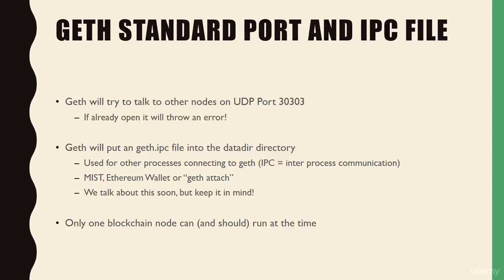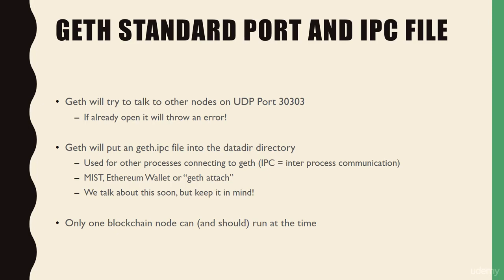Let's have a look at the Geth standard port and the IPC file. When you open Geth, it will try to talk to other nodes and the blockchain on UDP port 3033. And what we had in the past, and what I saw a lot of times, is that people have 2 nodes running at the same time, and then it will throw an error. So if there is an error that it says it cannot communicate on port 3033 or it cannot open the port 3033, then the first thing that you have to look is that the port is not yet used.